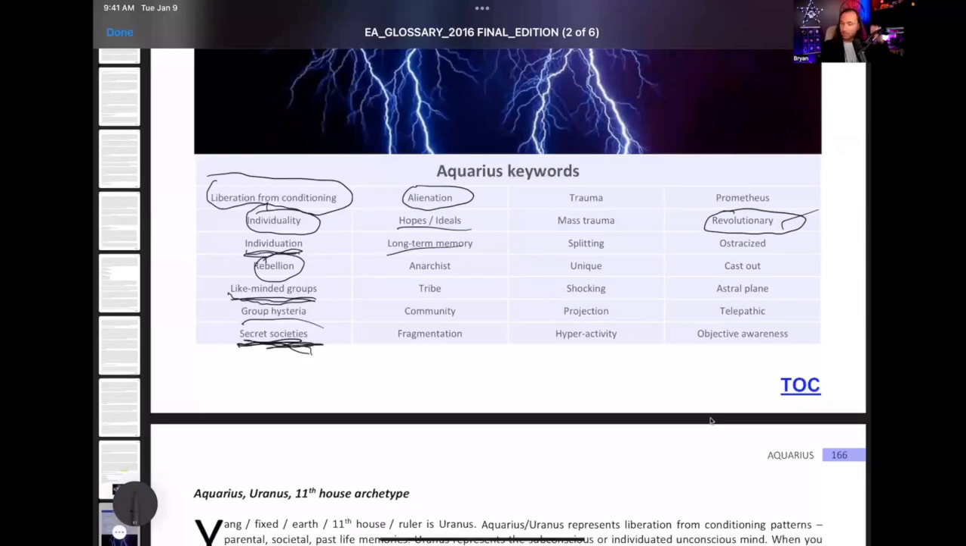Long-term memory. If Mercury is short-term memory, Uranus is long-term memory. But I think it's long-term memory of past lives. We're talking Akashic records. Uranus is where you store the Akashic records. The anarchist, not going to follow the rules, the tribe, community, fragmentation, because you can feel separated because of your differences, but it's also how special you are for your differences. Can bring trauma. It brings quick change. Uranus is lightning fast.